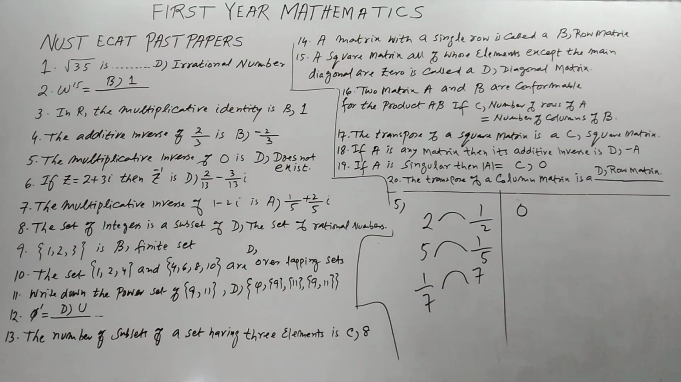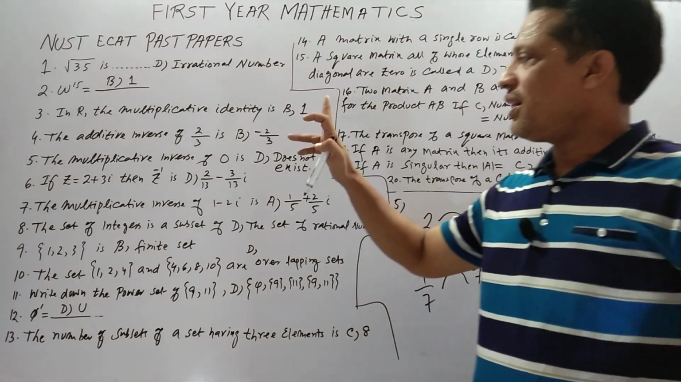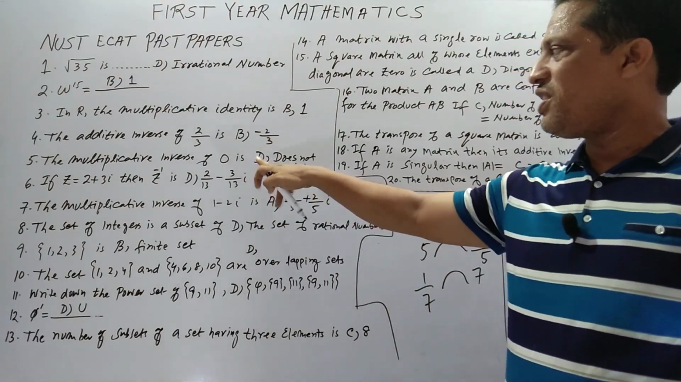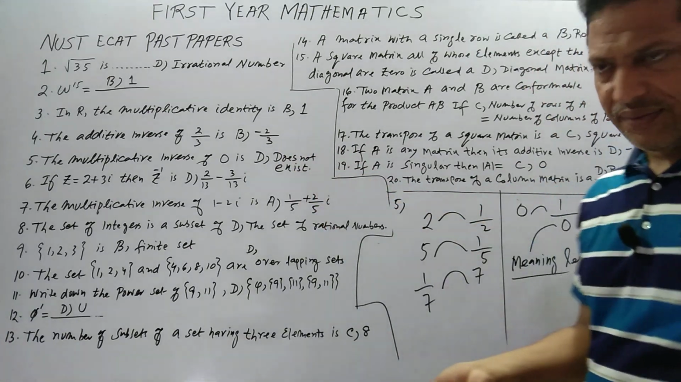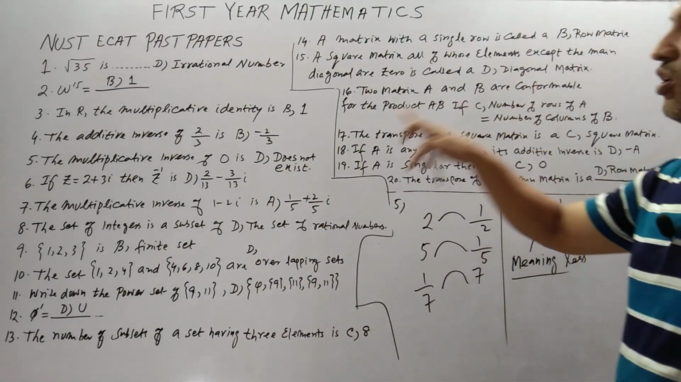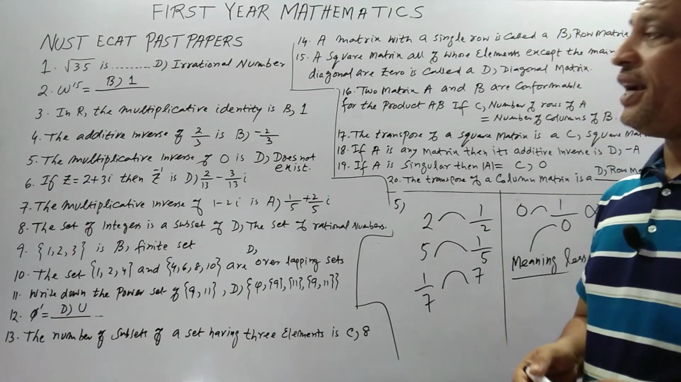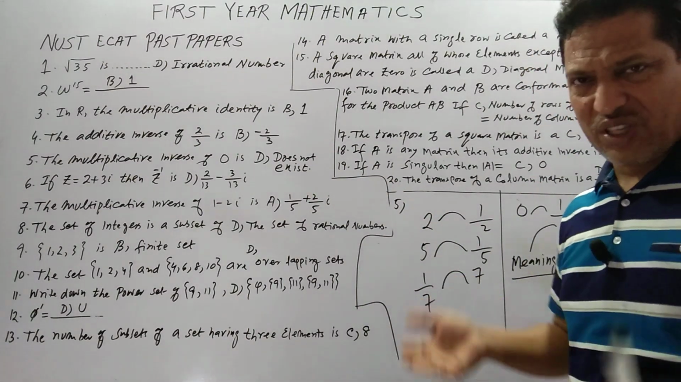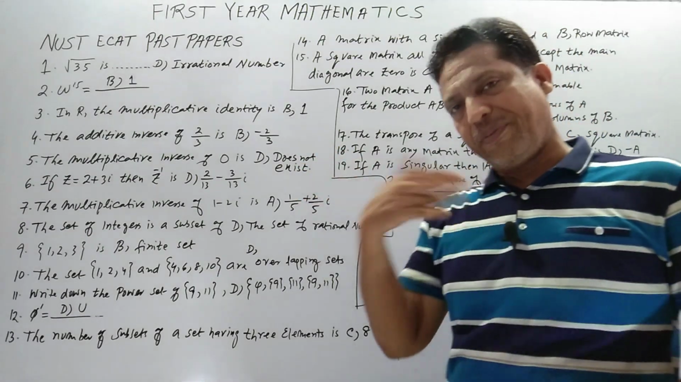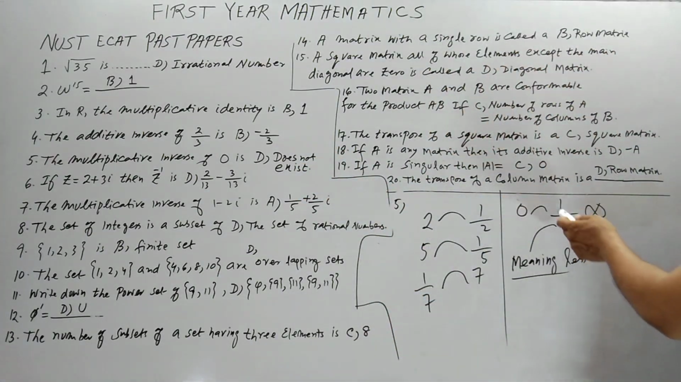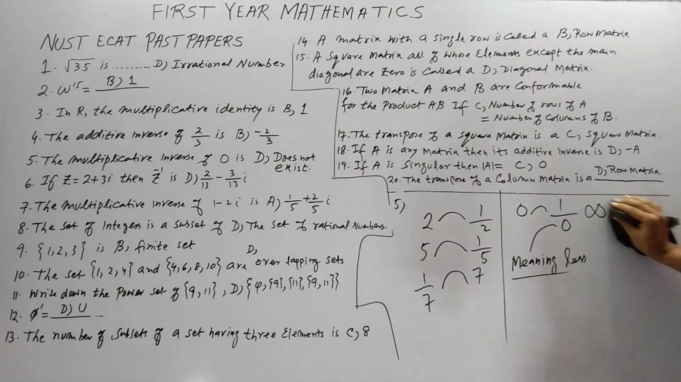Therefore, the multiplicative inverse of 0 is 1 upon 0. But students, 1 upon 0 is meaningless. The answer is infinity. The correct answer of question number 5 is part D, does not exist. Another meaning of infinity is does not exist. So you must keep in your mind the multiplicative inverse of 0 is not possible, does not exist, not admissible. Because the reciprocal of 0 is 1 upon 0. 1 upon 0 is not possible.